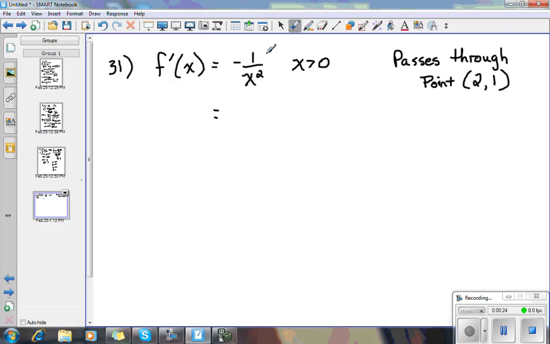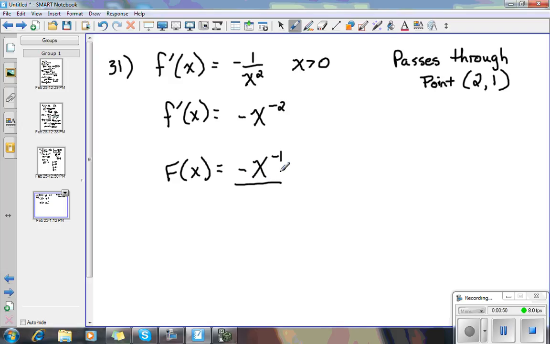So I'm going to first rewrite this in this format, because now what I want to do is think about going backwards. So to find the antiderivative, I'm going to increase the power by 1. If I add 1 to this, I get x to the minus 1, still a negative sign there, and I'm going to divide by my new power, or multiply by the reciprocal of the new power, which is the same as dividing by the new power. So I end up with just x to the minus 1.